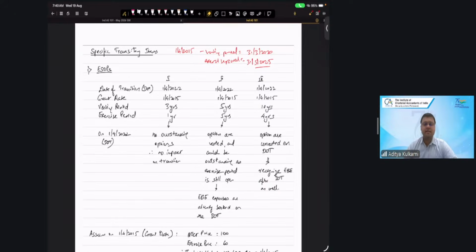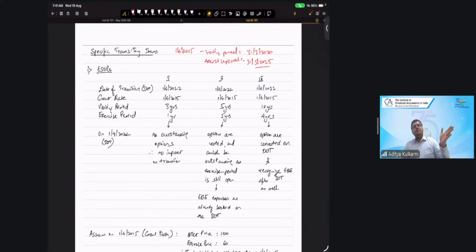And we just did a revision in the last class. So what does Ind AS 102 tell us? Well, Ind AS 102 tells us that ESOPs, a form of share-based payments, are required to be accounted as per that standard. And that standard tells us that you will have to measure an ESOP using the fair value as at the grant date. The fair value as at the grant date is used to arrive at the employee benefit expenses.